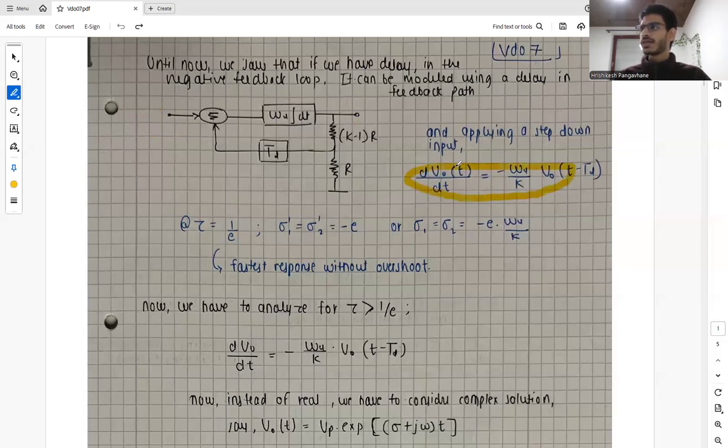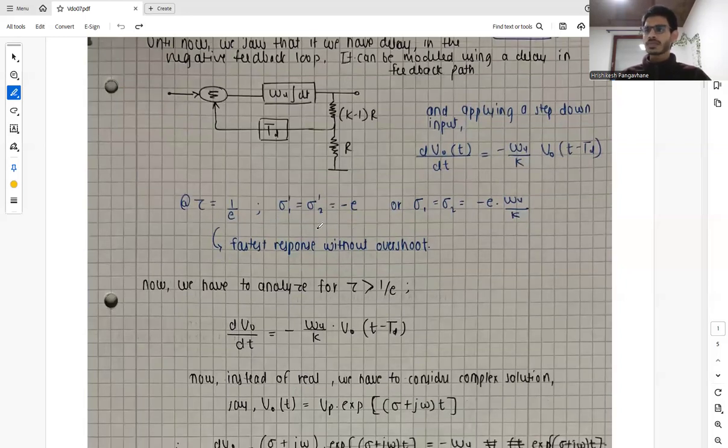dv naught by dt equals minus omega u by k times v naught as a function of t minus td, and at tau equals 1 by e, basically sigma 1 equals sigma 2 equals minus e times omega u by k. So basically, this is the fastest response without overshoot, and this we derived in our previous video.